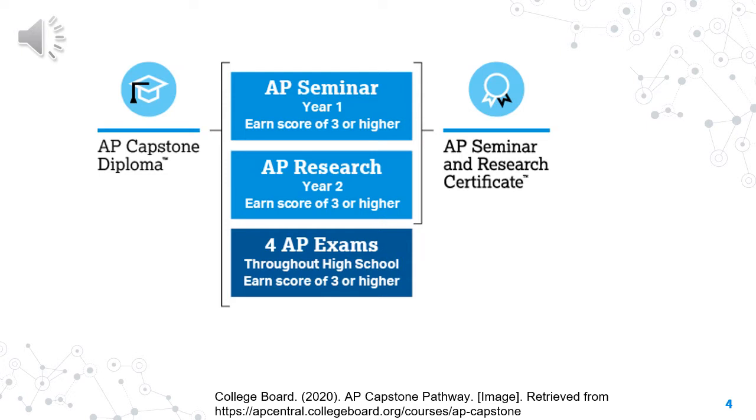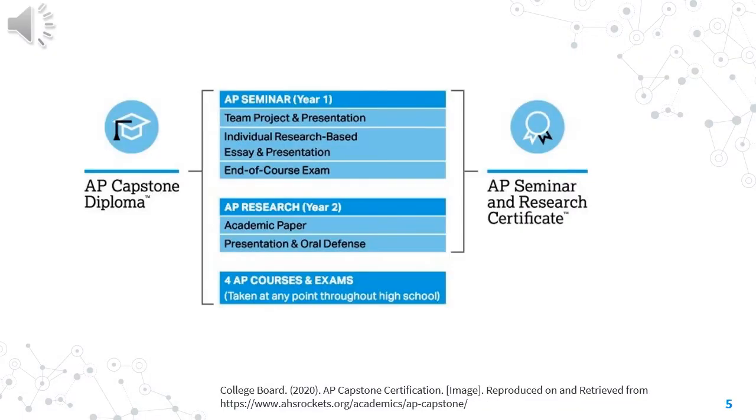Successful completion, meaning 3 or higher in AP Seminar and AP Research, can earn you the AP Capstone certificate. If you complete both of those and successfully complete 4 other AP exams, meaning a 3 or higher, you can earn the AP Capstone diploma. You'll see this diagram is just another way of looking at what we just saw. You'll notice that in AP Seminar, you have a team project and presentation, and an individual research-based essay and presentation, along with an end-of-course exam. AP Research has an academic paper and a presentation and oral defense.